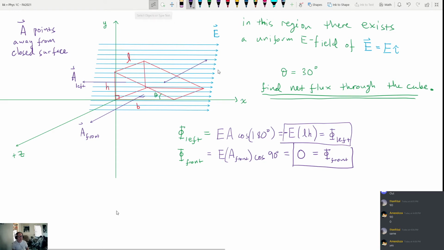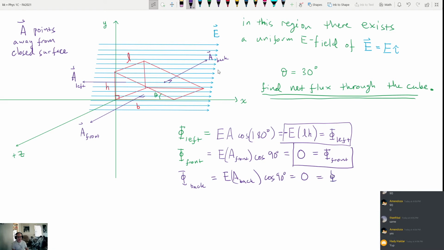But again, the angle is going to be 90 degrees. This angle is 90 degrees here because that vector is going into the page and the electric field is in the positive x direction. So that means the angle is going to be 90 again. So the flux through the back is going to be E times area of the back times cos 90 again. Very repetitive, but it doesn't hurt. Flux through the back, also 0, okay? Cool.